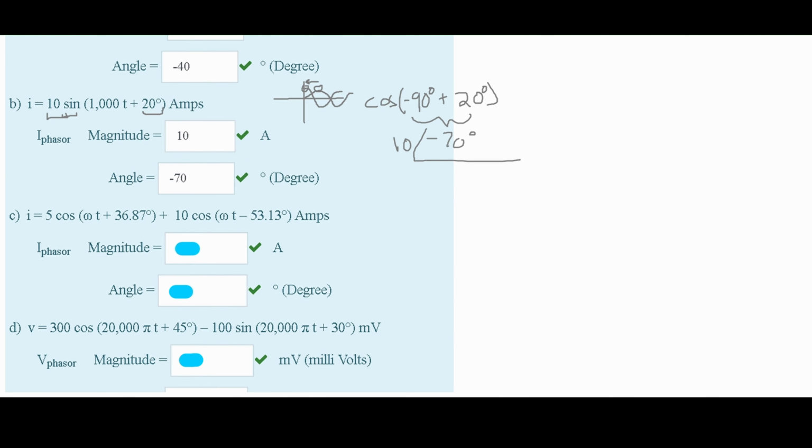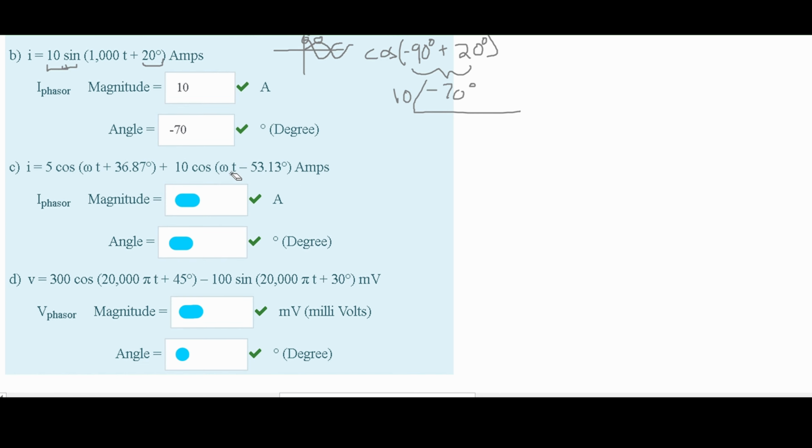Now we are going to move on to our part C. In part C, we have two separate functions, so we need to add them together. To add them together, we are first going to write them out. They are both in cosine, so we don't need to convert them from sine to cosine. We have a 5 as our Vmax for the first equation. Then our angle is 36.87 degrees. And then our second equation has a 10 with an angle of -53.13 degrees.